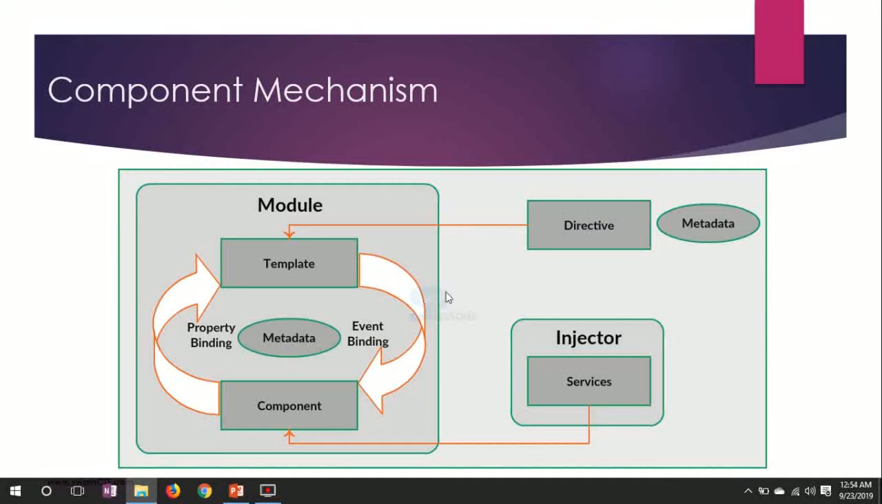So this is how we work with a component. Just to explain briefly, we use the injector, or services, in the component file. Then we use directives to do any functionality on the template. But the data transfer from the template to the component and from the component to the template happens through property binding and event binding. So this is the common architecture of this mechanism, or the components mechanism. In a later chapter we will discuss how to use this mechanism while developing our application.